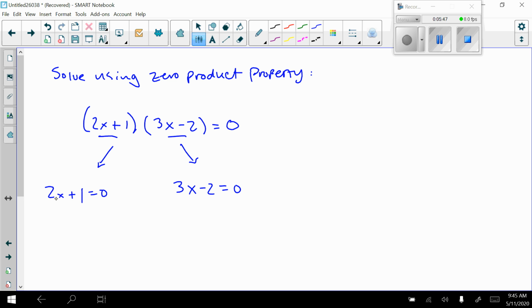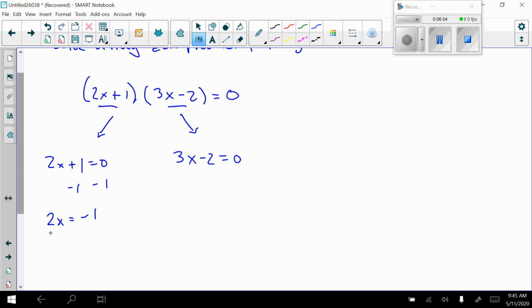I'm trying to solve for x. I need to ask myself, what's happening to x? How do I get it alone? Well, I've got this plus 1 here, so I need to undo that by subtracting 1. I'll have 2x equals negative 1. And now again, what's happening to x? It's being multiplied by 2. So if I divide both sides by 2 to undo that, I get x equals negative 1/2.